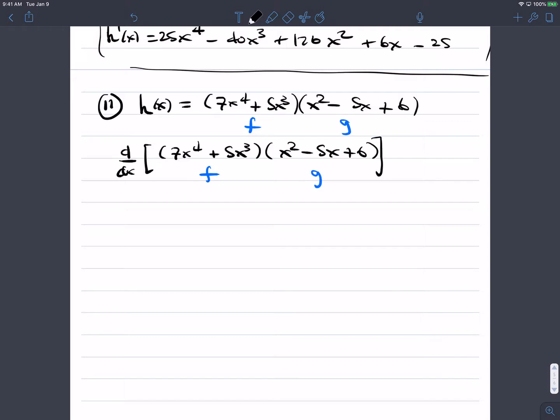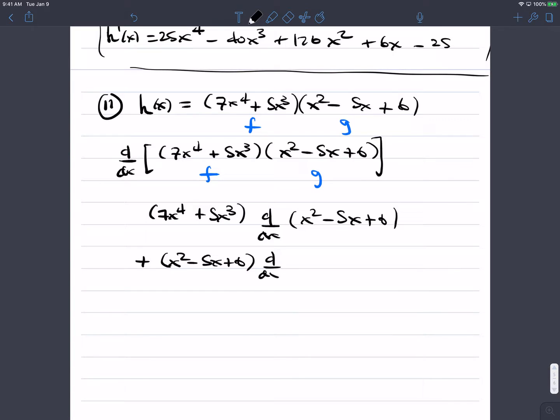Okay, by power rule, you can pull out the first function as if it were a constant. So you have 7x to the fourth plus 5x cubed. Now you're going to differentiate the second function, which is x squared minus 5x plus 6, plus the second function, x squared minus 5x plus 6, thought of as a constant, times the derivative of the first function, 7x to the fourth plus 5x cubed. So if you need to go back and double check, here's your f. This thing together is g prime. And then here's your g. And then we have our f prime. And yes, we are adding. So you can double check there.